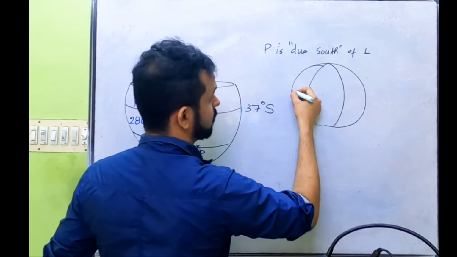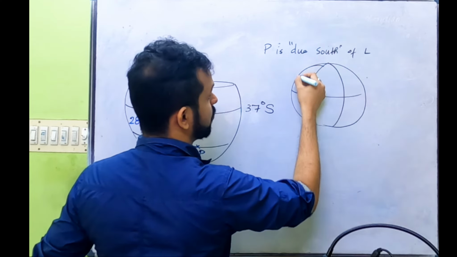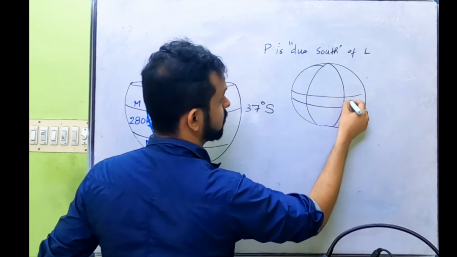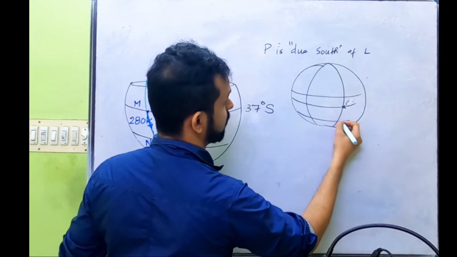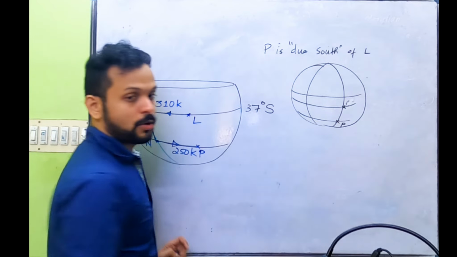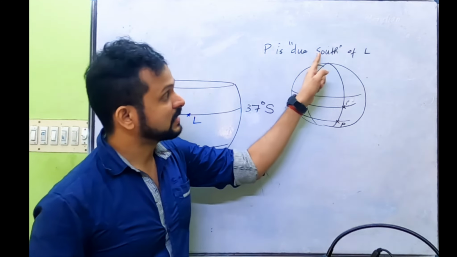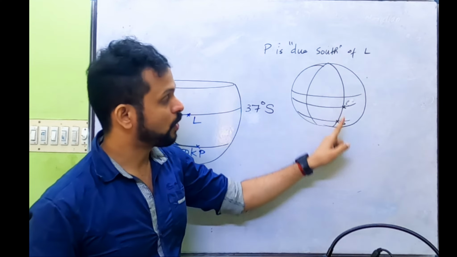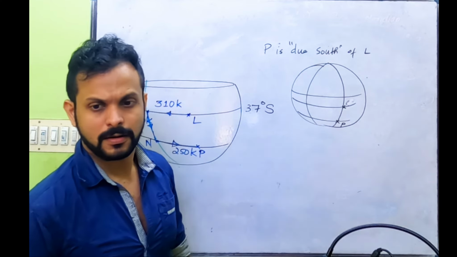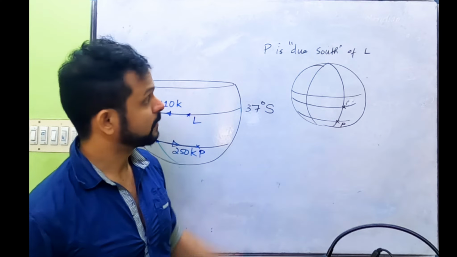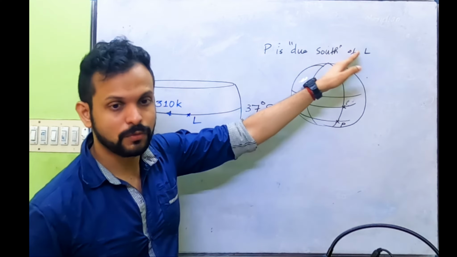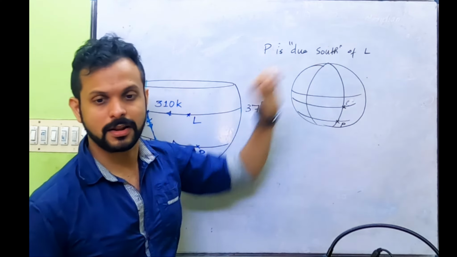Meridians, equator, right? Now I take a point, say P here. When I say that P is south of L, or due south of L, where is L? P is due south of L, which means P is south of L, right?